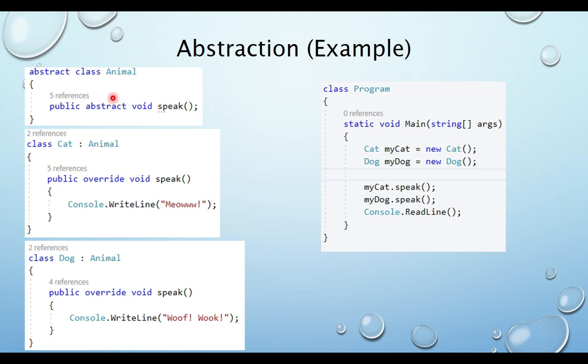But basically, we cannot create an object out of the Animal class because the Animal class is abstract. So an abstract class cannot create an object. Instead, it can only be used for inheritance, just like with the Cat class and Dog class.